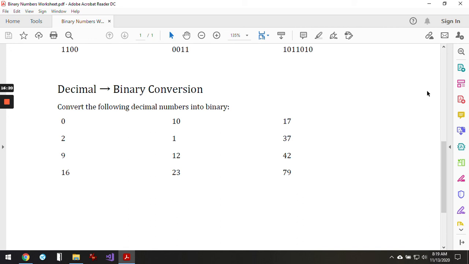So let's do 79. 79 is 64 plus 8 makes it 72. So 64, 8, 72. Let's see, 64 plus 8 is 72. I need a 4. So 76, 78, 79. So 1, 0, 0, 1, 1, 1, 1. Makes 79.